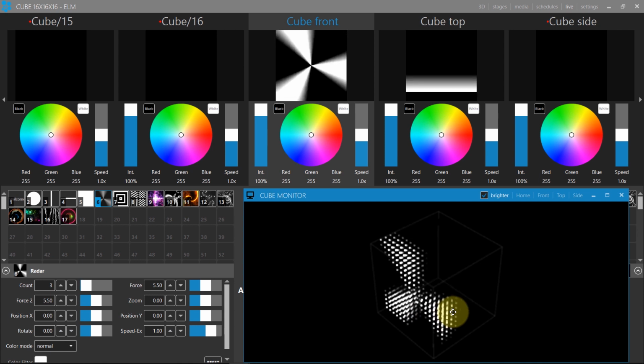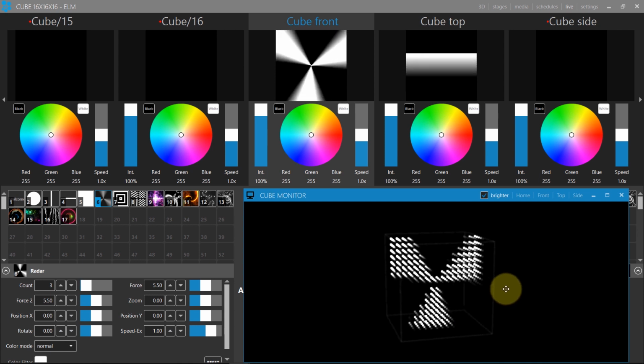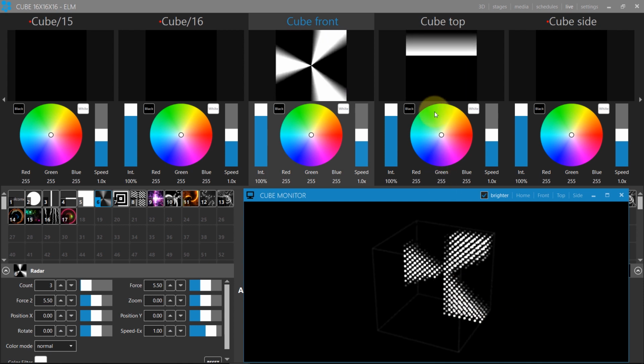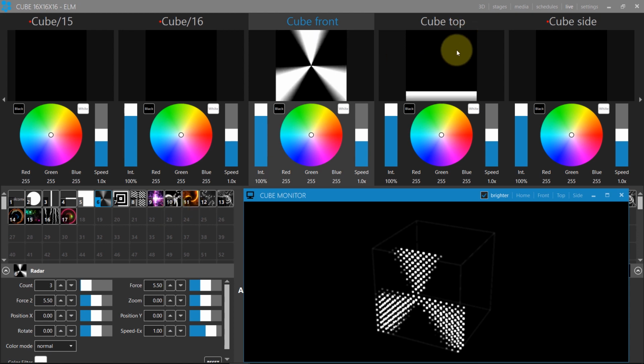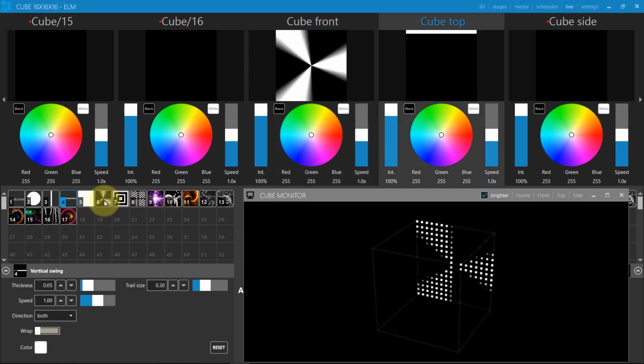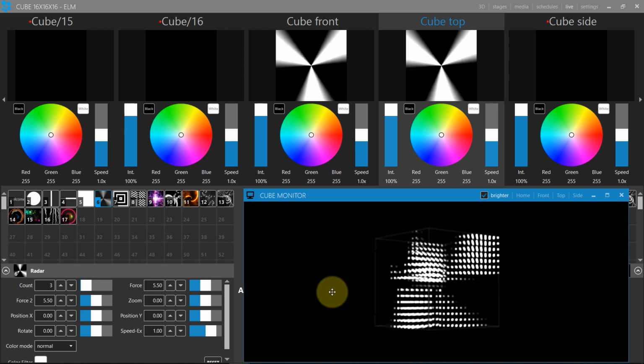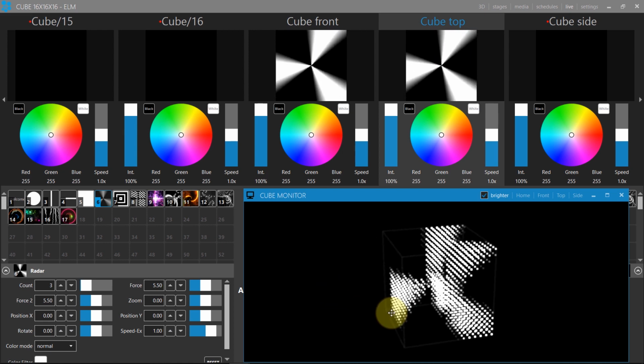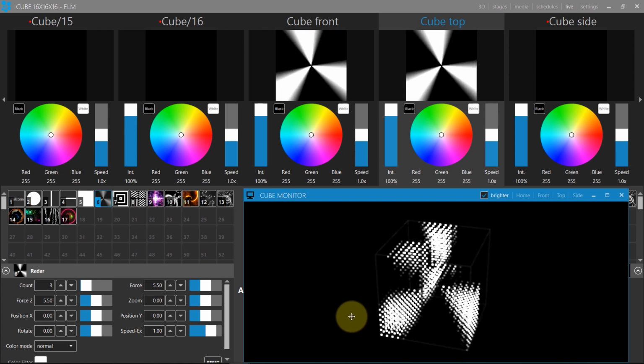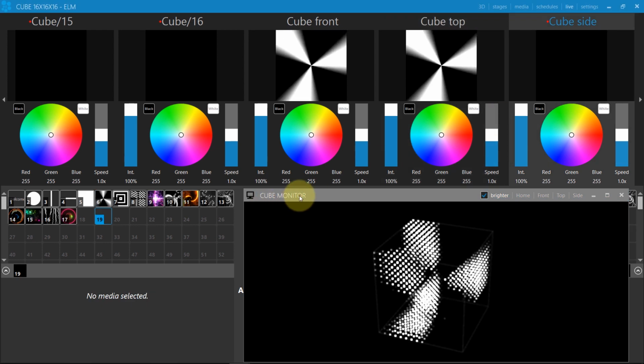The best way to create great effects is to mix multiple media and use the 3D monitor. Let's look at some inspiring examples. Often, playing the same media on multiple projection stages gives good results.